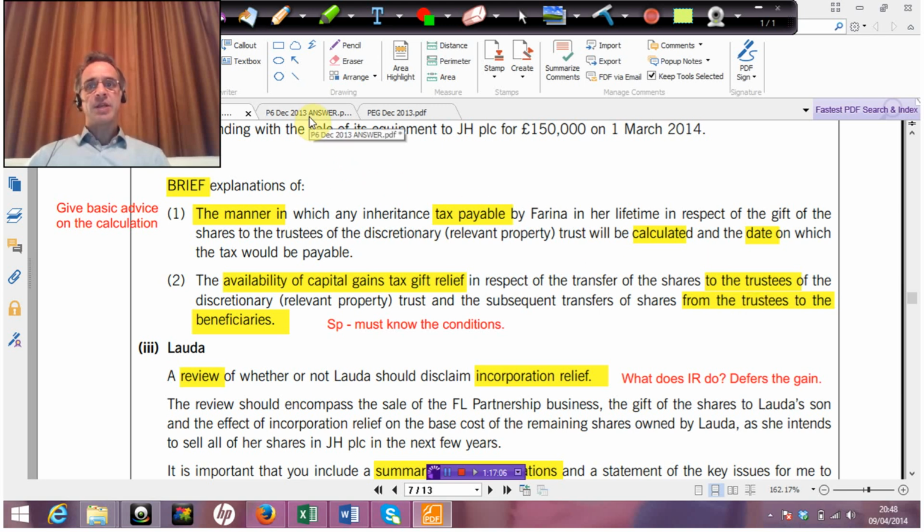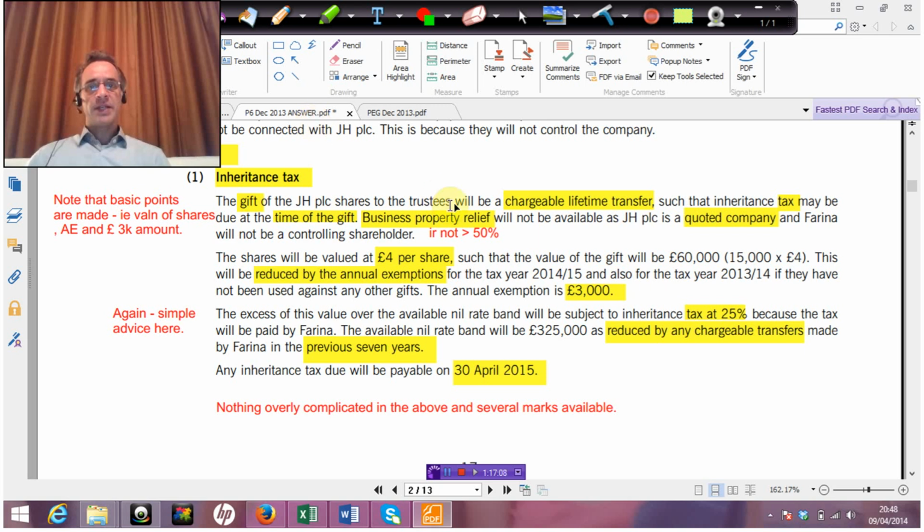So what does that mean? Well, I can tell you what it means. It means dealing with the basic elements first. And again, I know I've said this 2 or 3 times tonight, a lot of students will have started talking about the tricky bits within this question, okay? But before you do that, you need to really state the obvious. And the obvious is that the gift is a CLT. That means that IHT is payable at the time of the gift as we know.